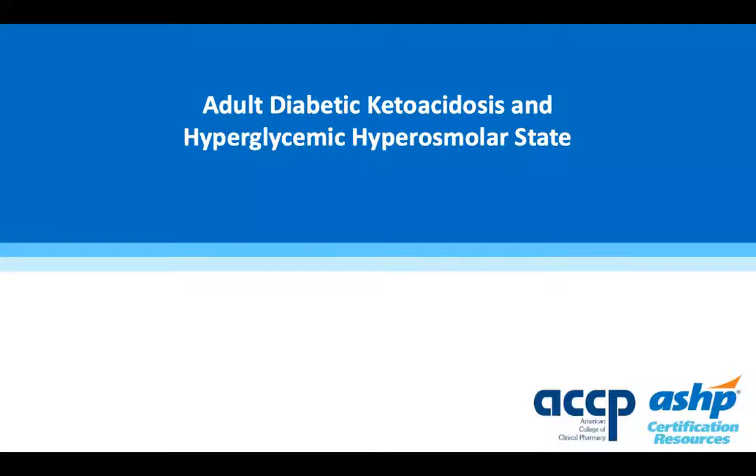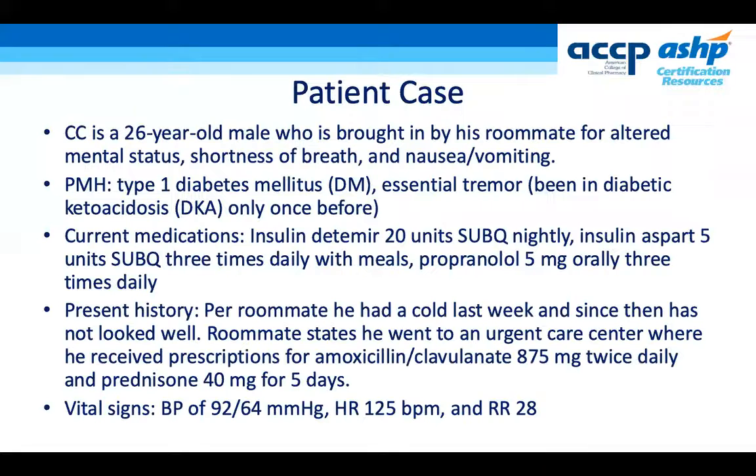We're going to start our endocrine section by focusing on adult diabetic ketoacidosis, or DKA, and hyperglycemic hyperosmolar state, or HHS, as I'll refer to them. Our patient case for our DKA section is CC, a 26-year-old male who was brought in by his roommate for altered mental status, shortness of breath, and nausea and vomiting.